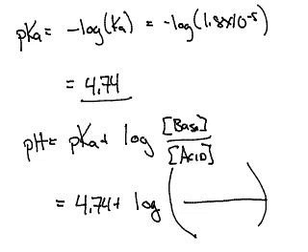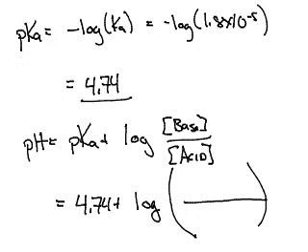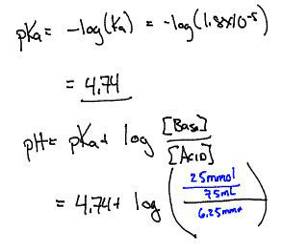Now I want to go back where we found our concentrations up here. We had, right here, I'll highlight it in pink, 25 millimoles over 75 milliliters. Wait a second, is that the acid or the base? Am I mixing them up? That one is the base. You're fine, you've got to put the base on the top. 25 millimoles over 75 milliliters. And then this other number was 6.25 millimoles divided by 75 milliliters.